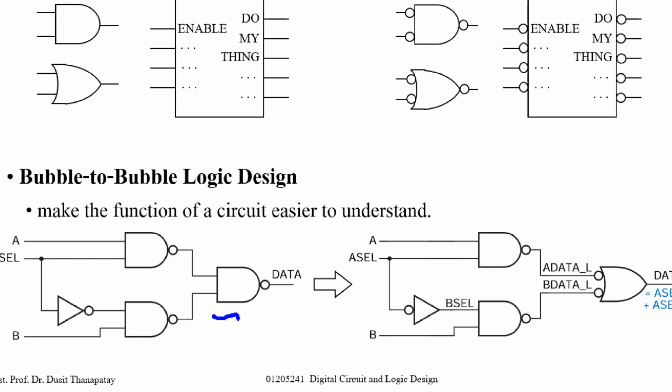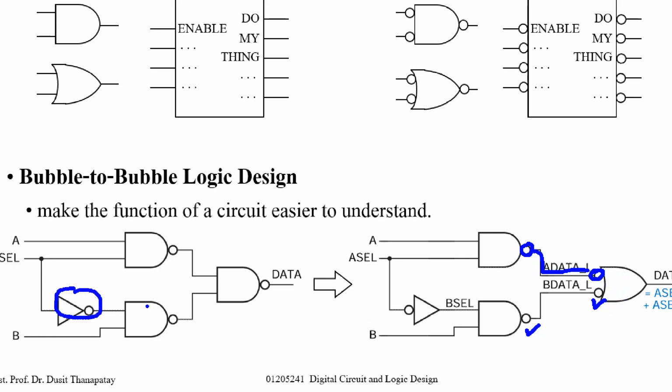Okay, do you remember? For this one, I can move this inversion bubble from the output side to the input side. Then when the bubble passes through the body, it will change from AND to OR, and then it becomes this. Now note this bubble and this bubble, right? This output is active low, so it connects to the active low input of this logic gate.